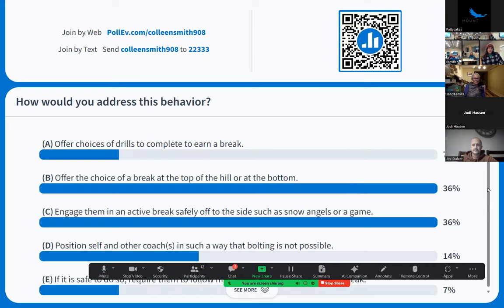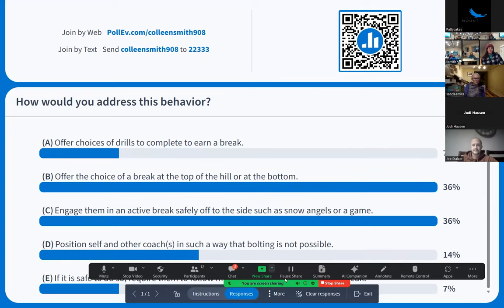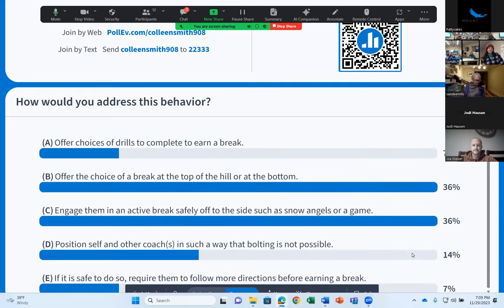You can try to prevent it from being reinforced. But in this case, the act in itself is so reinforcing. So you want to really try to be in that preventative area. Once they've engaged in the behavior, they're like, oh, okay, I got what I wanted.